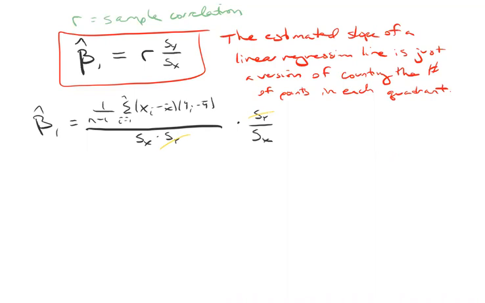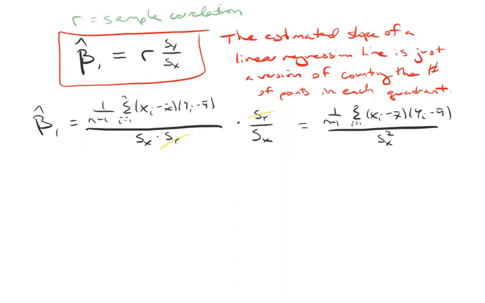So this whole thing is equal to, I'm going to write the numerator again, 1 over n minus 1 times the sum over the data points of xi minus x bar times yi minus y bar, divided by, well, the Sy's are gone, but I've got two Sx's in the denominator. Now that's the sample variance of the x's in the denominator. So another way to talk about the estimated slope of a regression line is that it's the sample covariance divided by the sample variance of the x values.